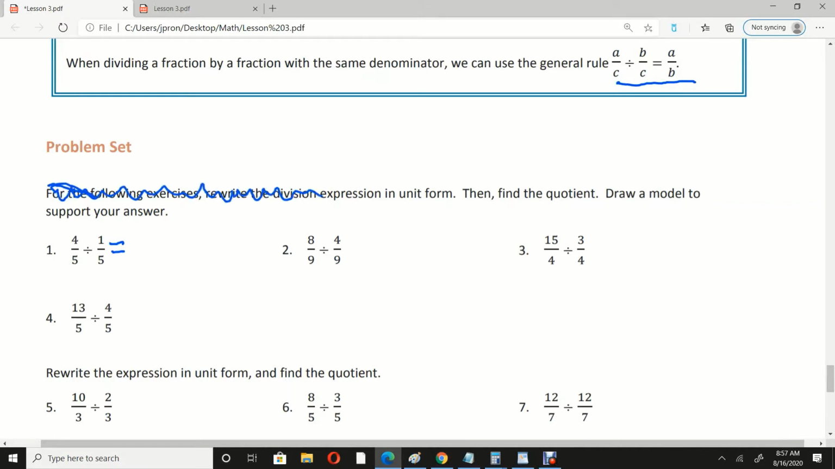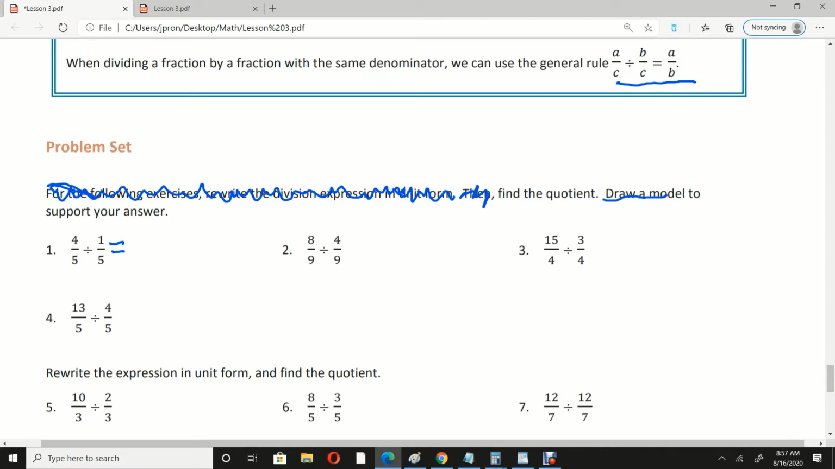Good thing you watched the video, because you know I'm not going to ask you to do that. Okay, we can skip the unit form. If you want to write it in unit form, that's fine. I'm not going to give you any extra points for it. You don't need to. Find the quotient. That's what I'm going to be asking you to do.